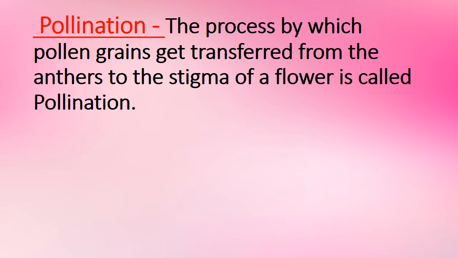Next topic is pollination. The process by which pollen grains get transferred from the anthers to the stigma of a flower is called pollination. In this process, the pollen grains are transferred from the anthers of the flower to the stigma of a flower, and that process is called pollination.